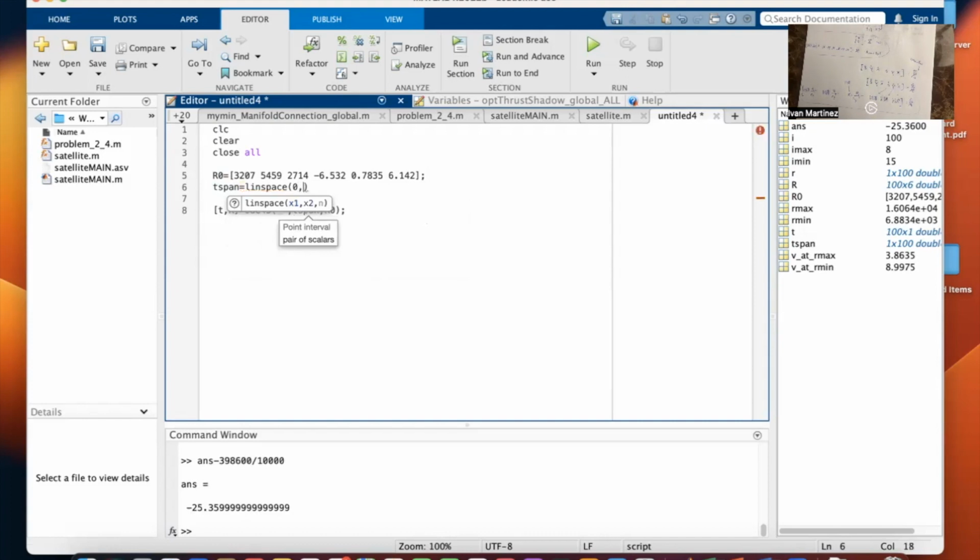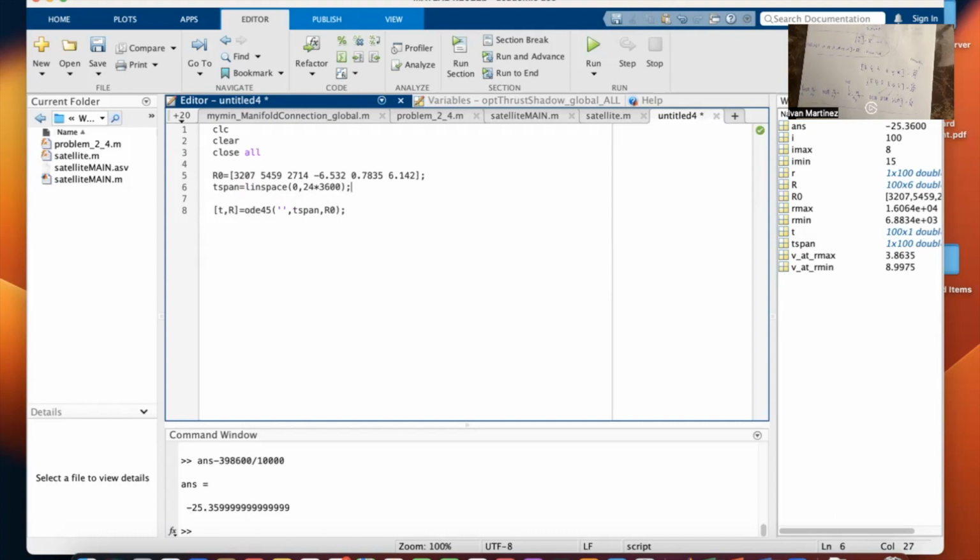And then what's the final time? We're going to be inputting this in seconds. Let's just say something random. Let's just say 1 day. So 1 day would be 24 hours times 3,600 seconds in an hour. So right now, the solver will integrate the equations for 1 day.